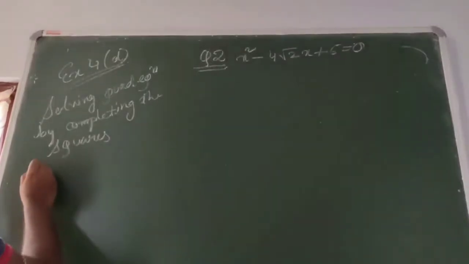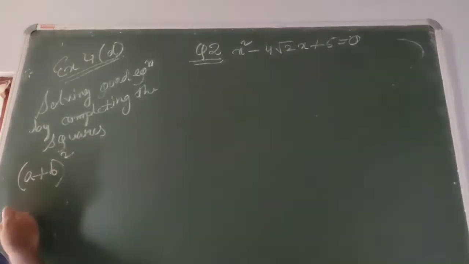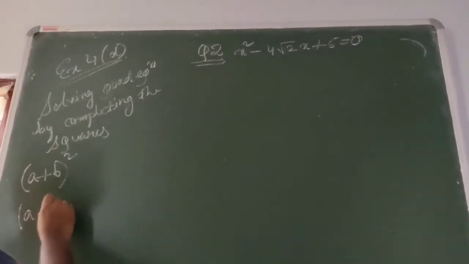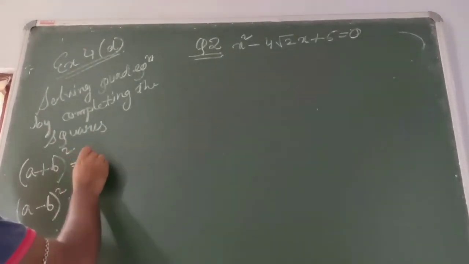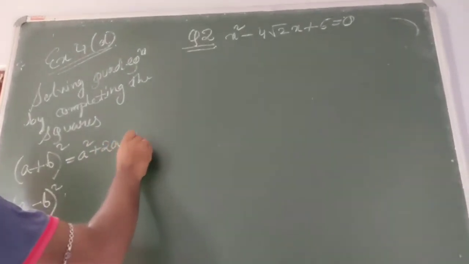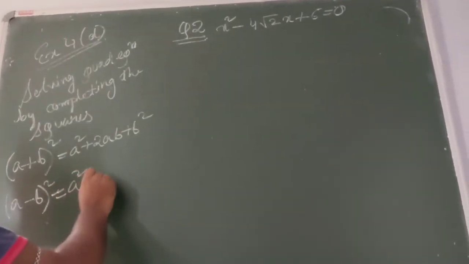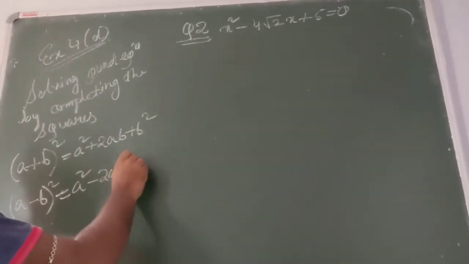When we say completing the squares, it means we have to use two formulas. One formula is (a + b) whole square and another formula is (a - b) whole square. So what is that? (a + b) whole square is a square plus twice ab plus b square, and (a - b) whole square is a square minus twice ab plus b square.